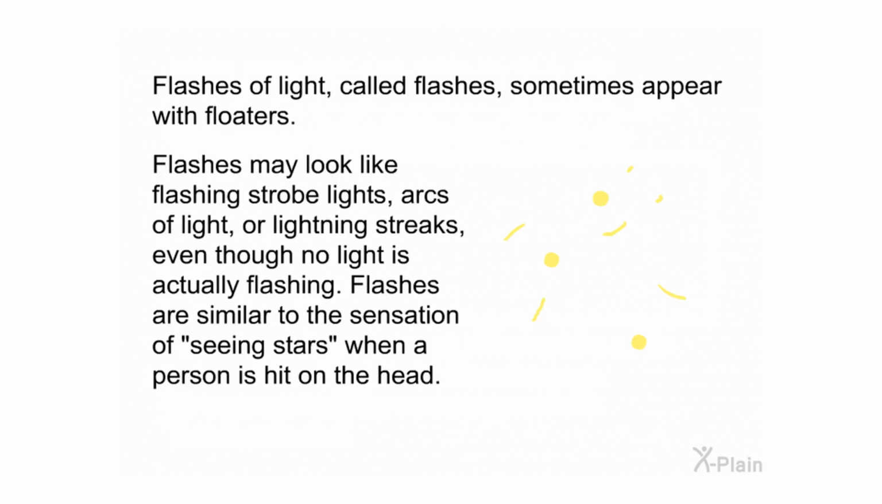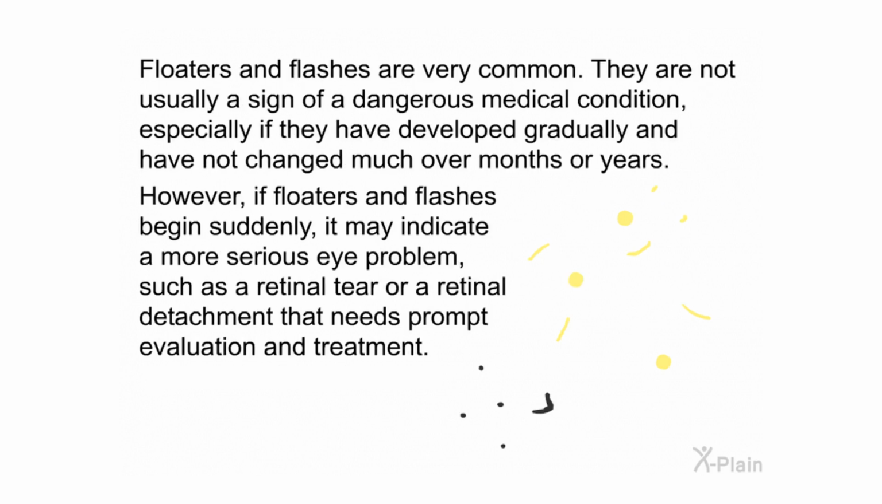Flashes of light called flashes sometimes appear with floaters. Flashes may look like flashing strobe lights, arcs of light, or lightning streaks, even though no light is actually flashing. Flashes are similar to the sensation of seeing stars when a person is hit on the head. Floaters and flashes are very common. They are not usually a sign of a dangerous medical condition, especially if they have developed gradually and have not changed much over months or years.